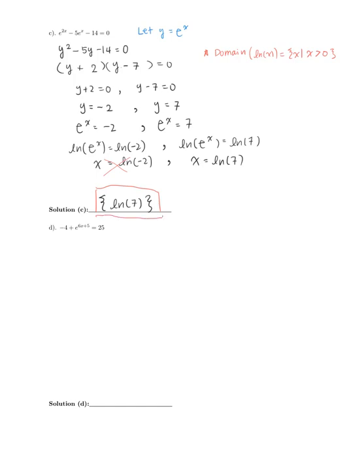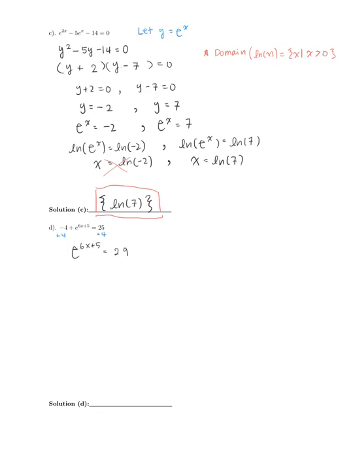All right, so now let's get to part D. Negative 4 plus e to the 6x plus 5 equals 25. Before anything, isolate the exponential function. So that means you need to add 4 to both sides. That's your first step. Then here you're going to have e to the 6x plus 5 equals 29.